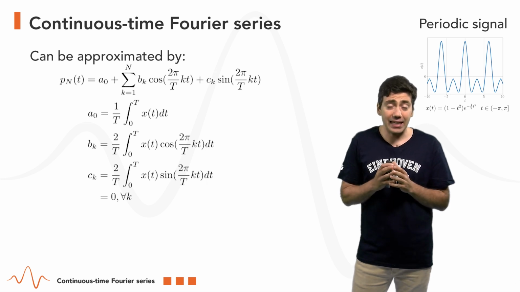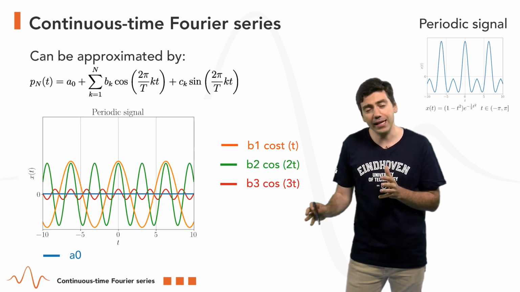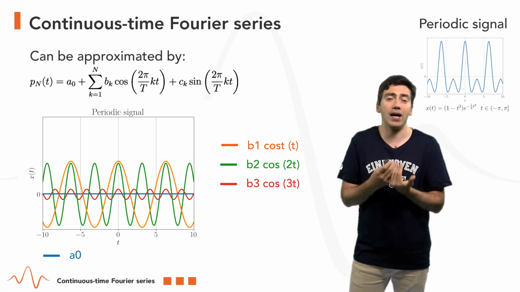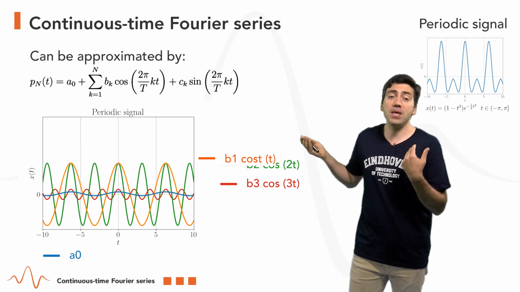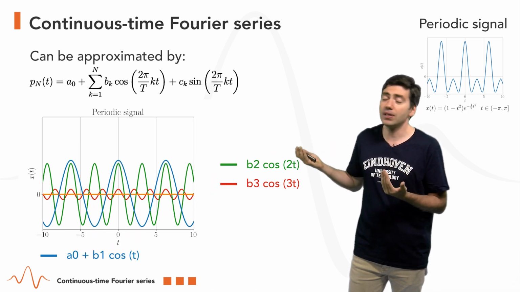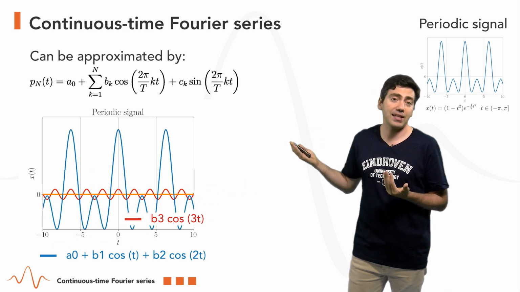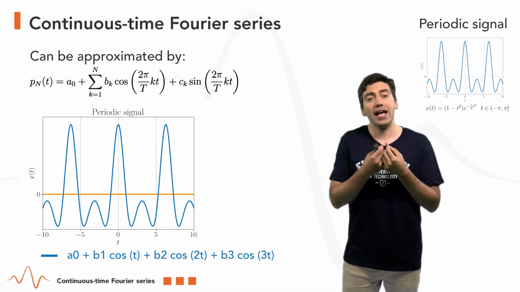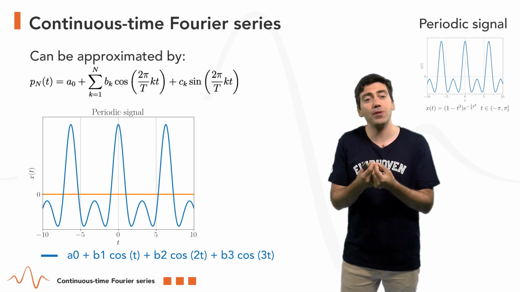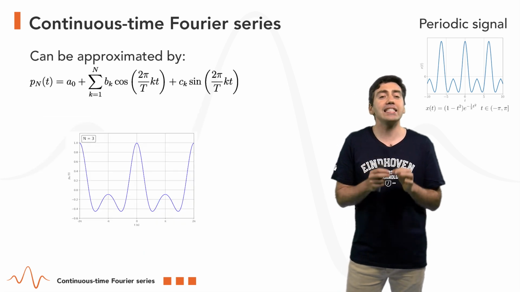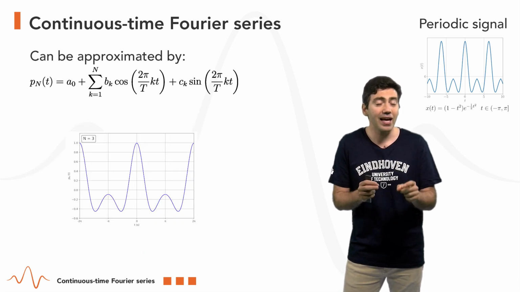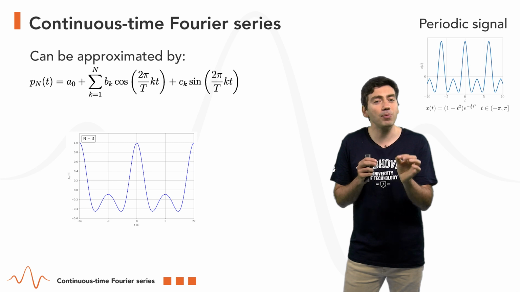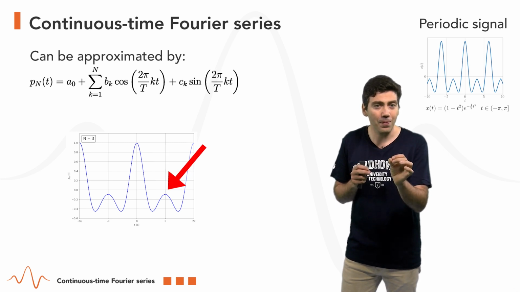After we have computed the coefficients a naught, bk's and ck's, which in this case are zero, to construct the approximate signal, we just need to add to a naught b1 times cosine of t, then b2 times cosine of 2t, and then b3 times cosine of 3t. It is remarkable, with just three coefficients, b1, b2, b3, plus the constant term a naught, we can get such an accurate approximation of the signal we started with. However, it's not perfect. You can especially notice this around sharp transitions of the original function.